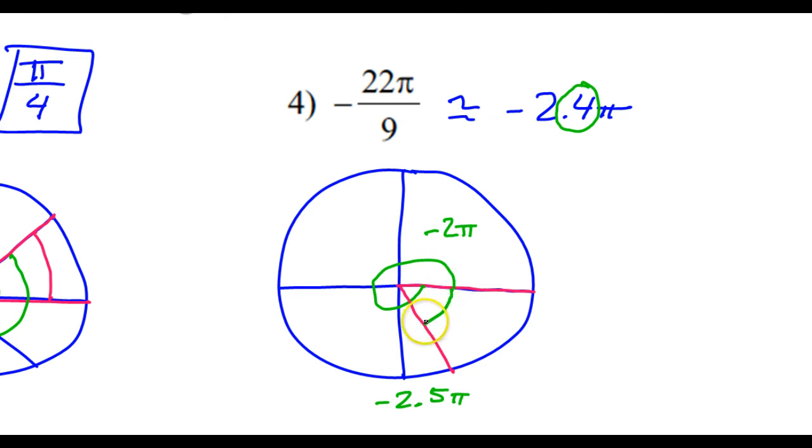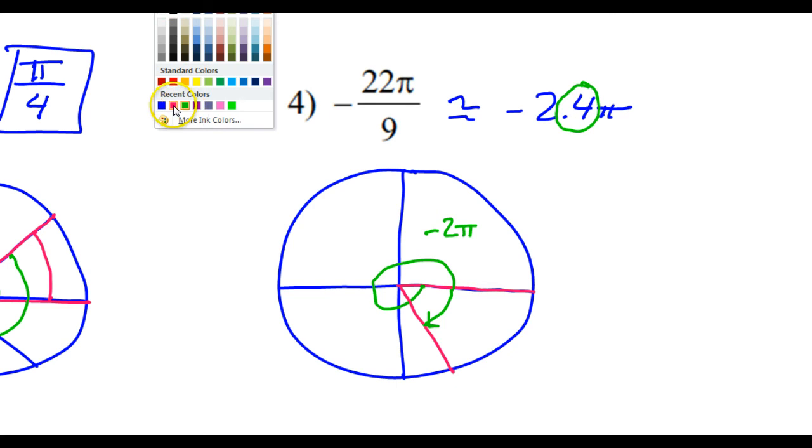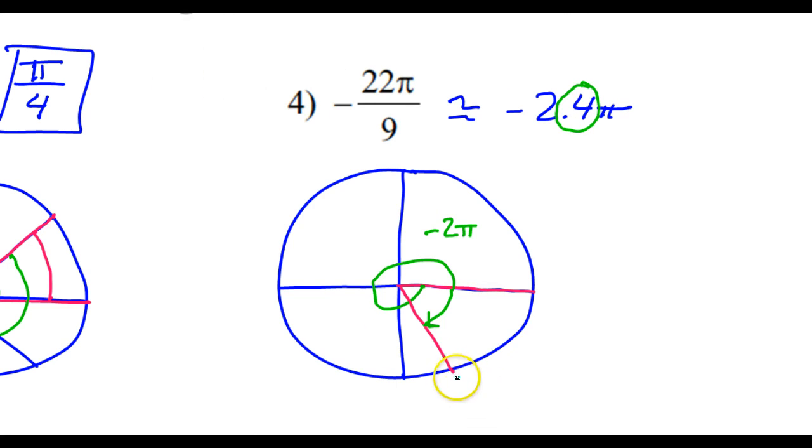Okay, so this is the idea. Let me clean this up a little bit. So now I have drawn approximately negative 2.4 pi, but let me write it the way we originally did. So right here is my negative 22 pi over 9, approximately negative 2.4 pi. Now the reference angle is right in here, and I'm going to use R to represent this reference angle. It's just the gap between these two.